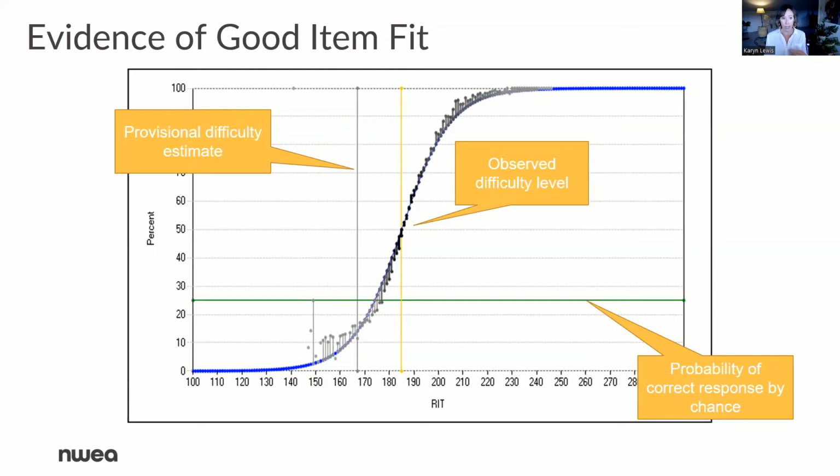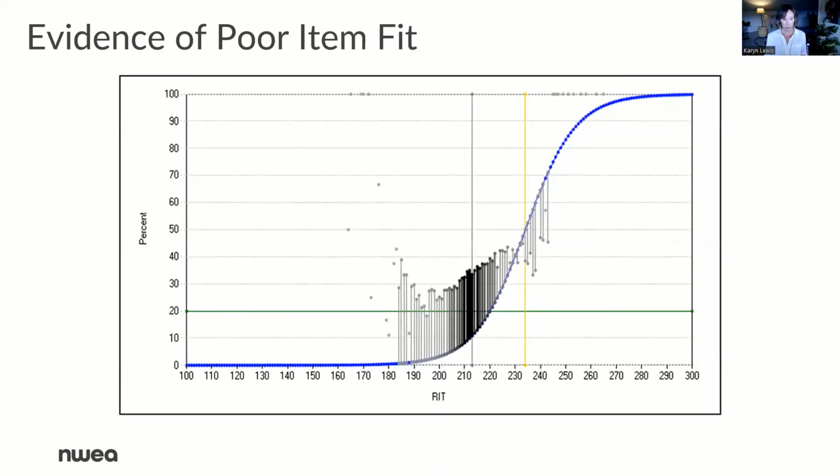Now let's consider a counterexample of an item with poor fit. Each of those little gray circles shows you the percentage of students at that achievement level that got the item correct. Notice that in this case, those percentages correct really deviate from that theoretical S-curve. We've got about 30% of students with a RIT of 180 getting the item right. We also have about 30% of students with a RIT of 240 getting the item right. This item isn't functioning the way we would expect it to. And if an item performs this way and doesn't follow that theoretical S-curve, it's going to get kicked back to our content specialist. It probably needs to undergo some revision.